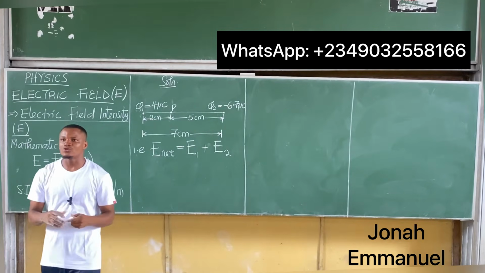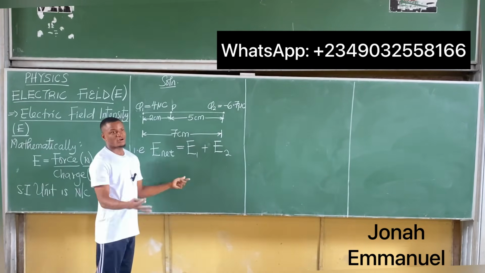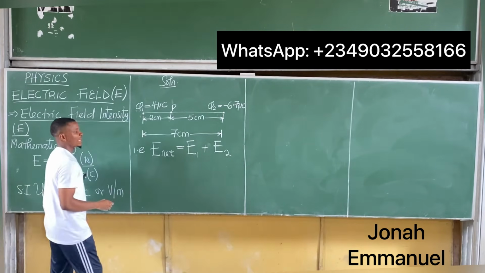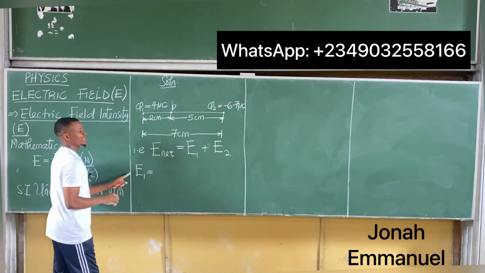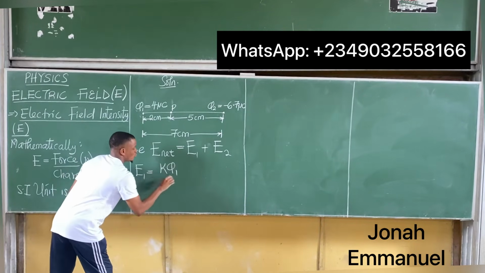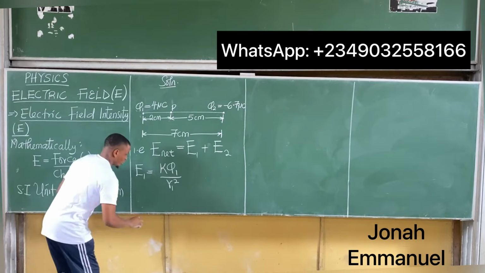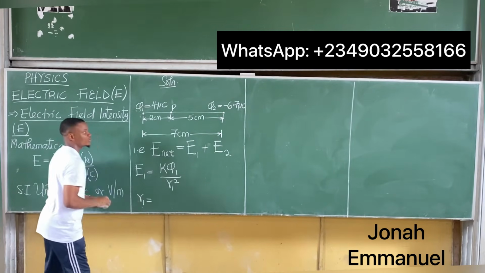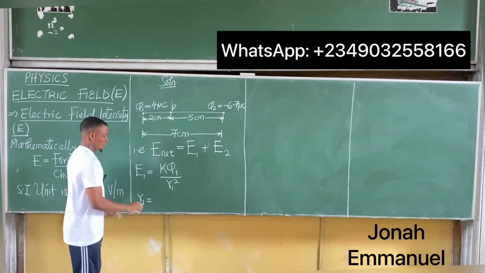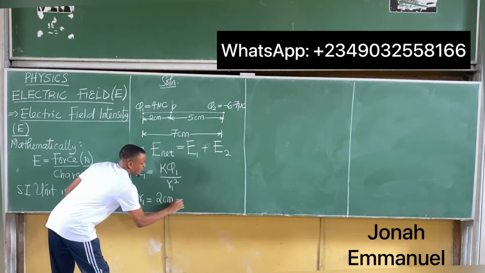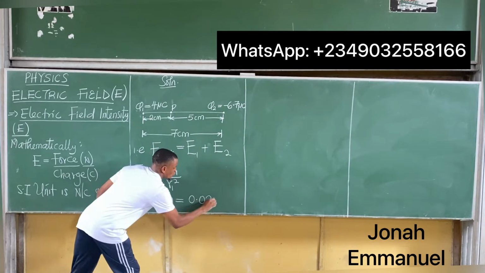Now it depends on how you want to solve this. You can choose to solve them one after the other or you can combine them. Let me solve them one after the other. I'll have that E1 is equal to what? We said E is equal to KQ1 over R1 squared. What's R1? R1 is equal to the distance between P and Q1. That's 2 cm. Convert this to meters, divide by 100. It gives you 0.02 meters.